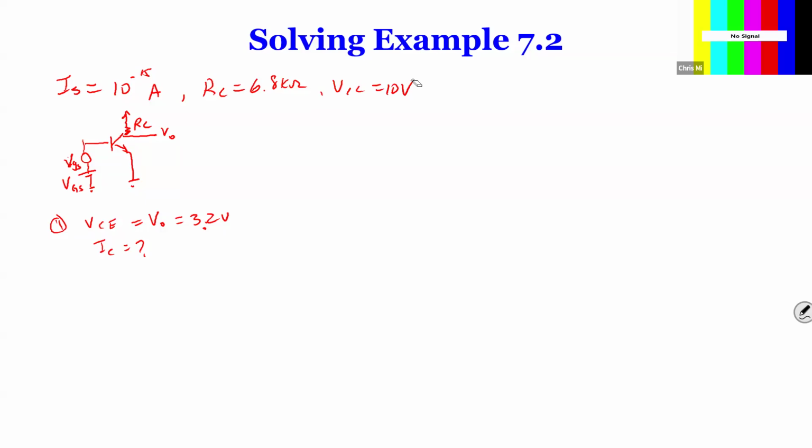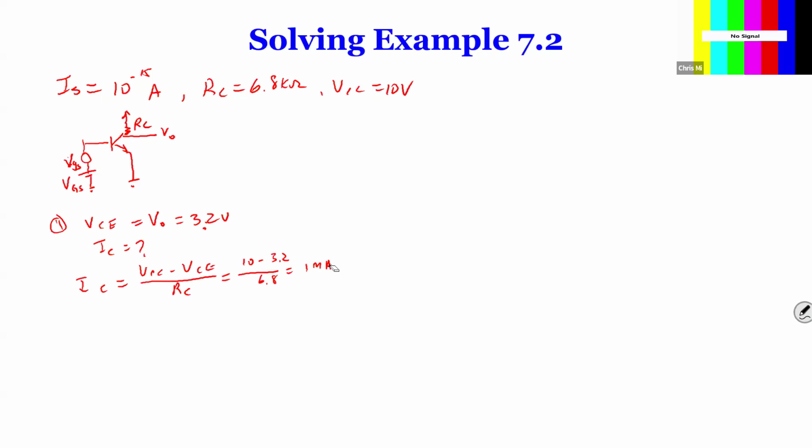Use the current formula and solve for IC. So IC will be equal to VCC minus VCE divided by RC, right? So that will give you 10 minus 3.2 divided by 6.8. So that was easy. That's only 1 milliamp. Let me see, what's the next question? So that one was easy to find out.